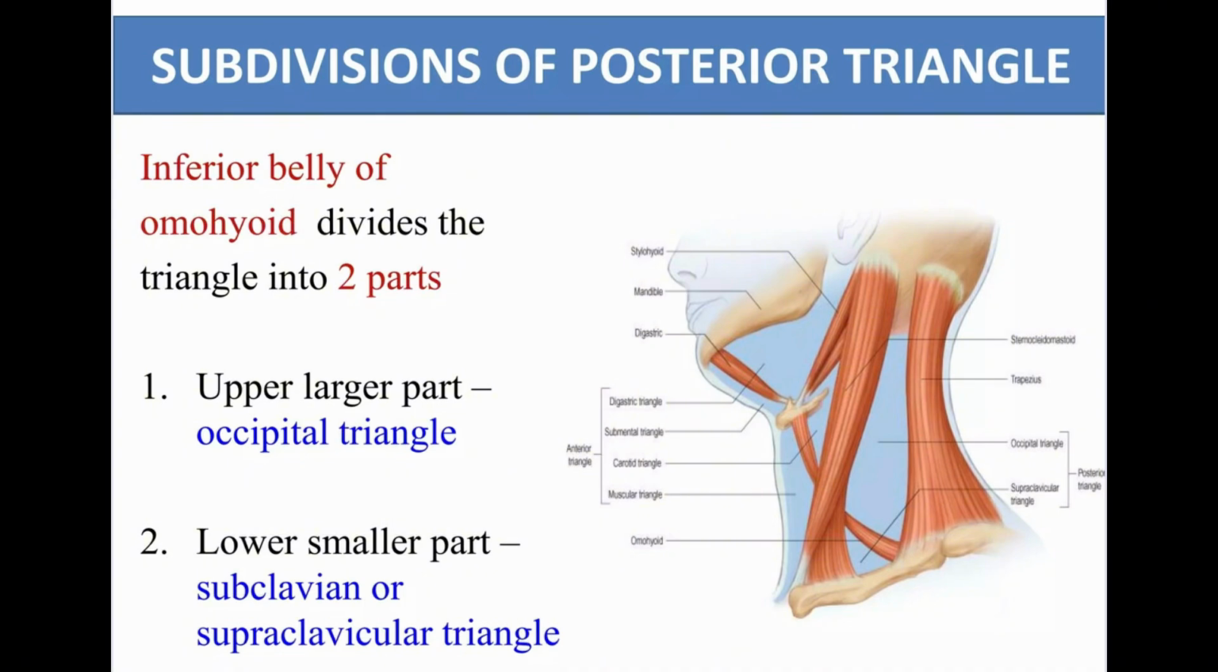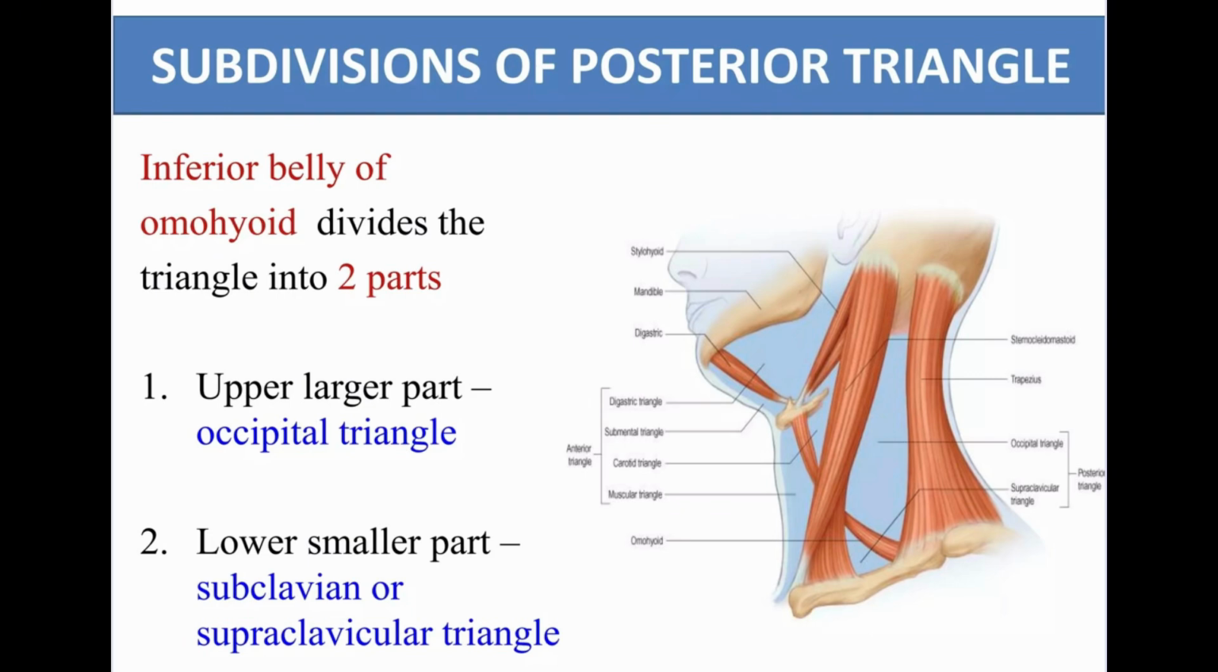So it has the inferior belly of the omohyoid and the superior belly, and they form an aponeurosis. First of all, when this inferior belly is coming from the superior border of the scapula, it passes through the posterior triangle, then forms an aponeurosis and continues as the superior belly of the omohyoid, and inserts on the hyoid bone. So when it crosses the posterior triangle, it divides it into the occipital triangle, which is on top, and the subclavian triangle below.